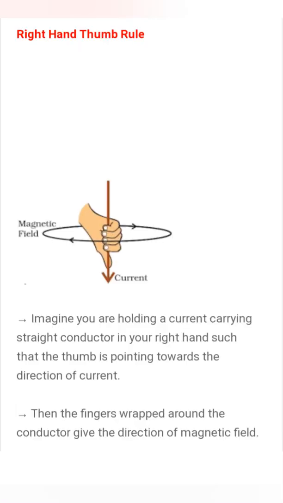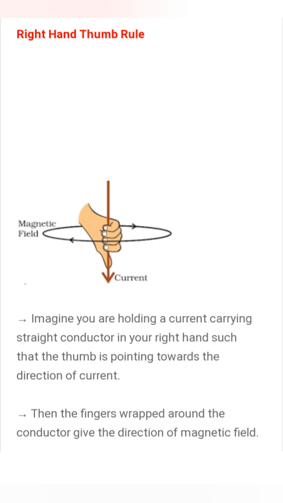Now if the direction of the current is changed, the direction of the thumb will also be changed. The thumb will now point downwards and the direction of the fingers will again change. Now the fingers will be pointing in the clockwise direction. So if the current is downwards, then the magnetic field will be in the clockwise direction.